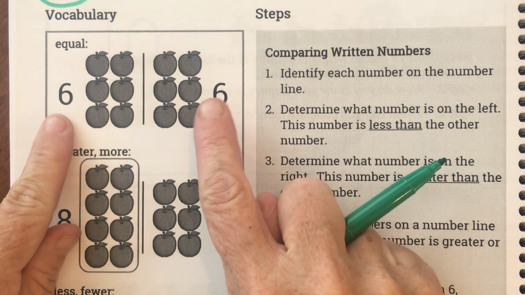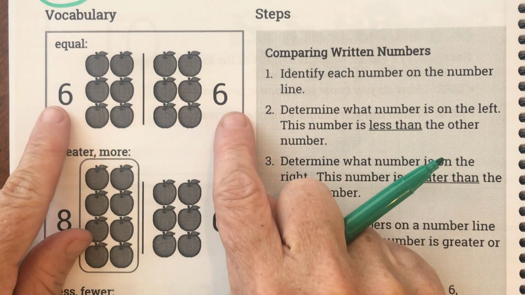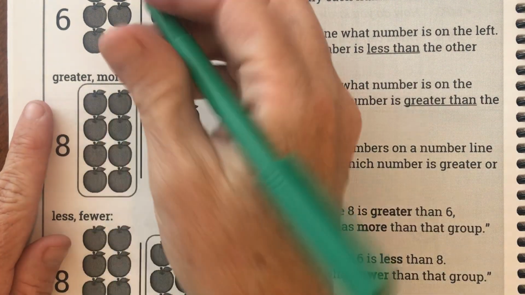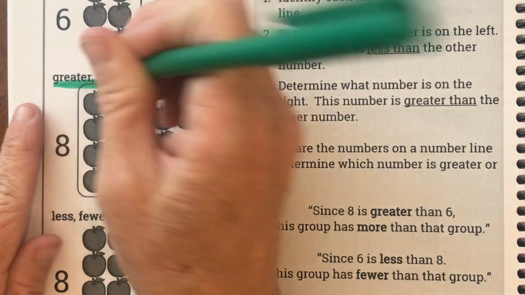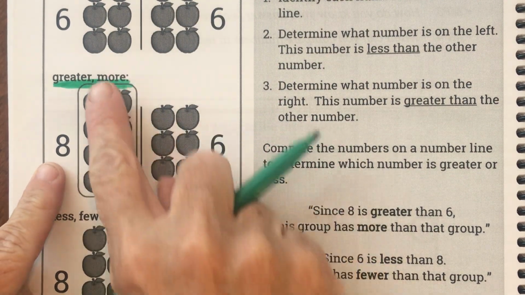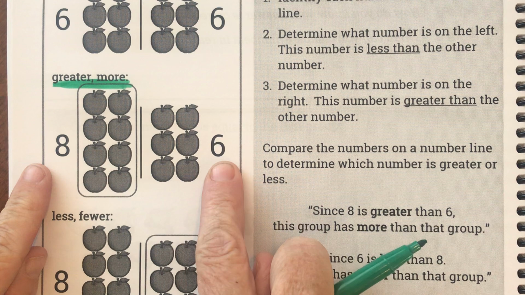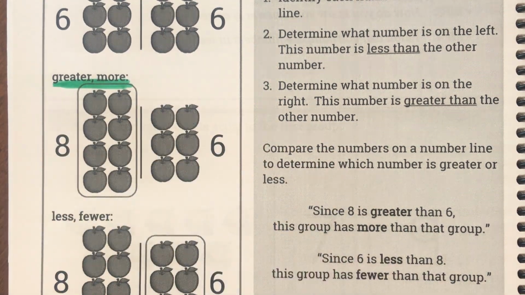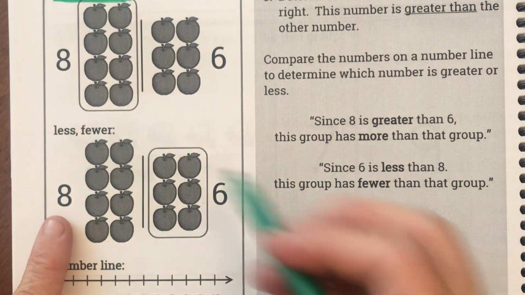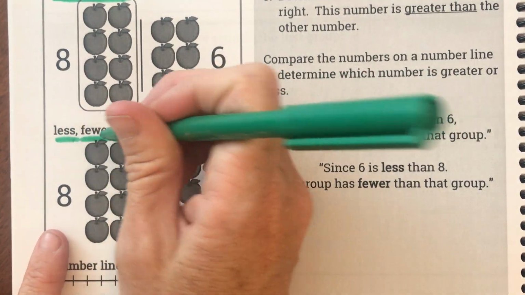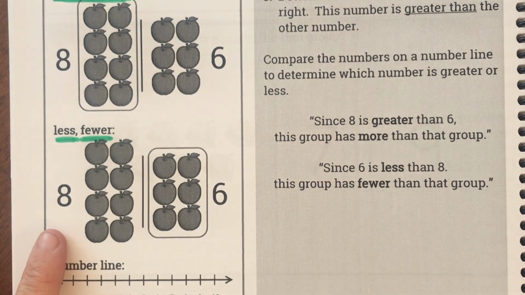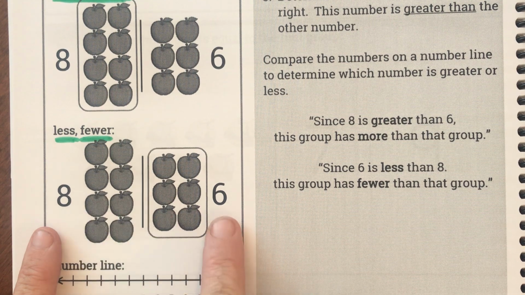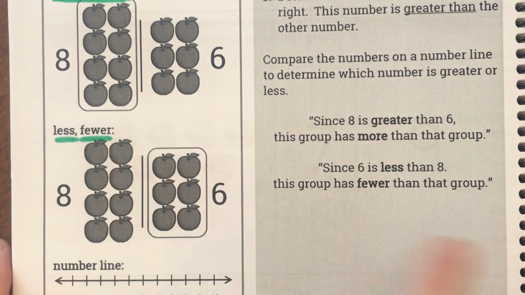Equal means the same. 6 and 6 are equal to each other. They're the same. Okay, or we have greater and more. Remember, these words mean the same thing. So 8 is circled because 8 is greater than 6, or we could say 8 is more than 6. And then down here, we have the words less and fewer. Those words mean the same thing. So 6 is circled because 6 is less than 8, or 6 is fewer than 8.